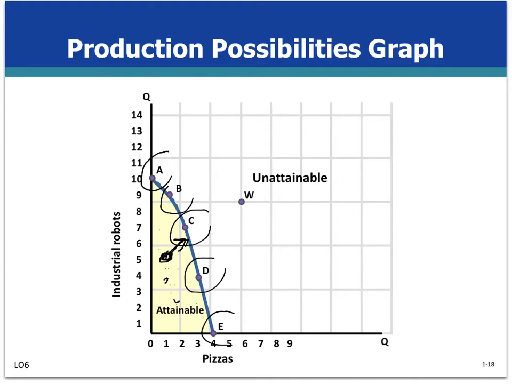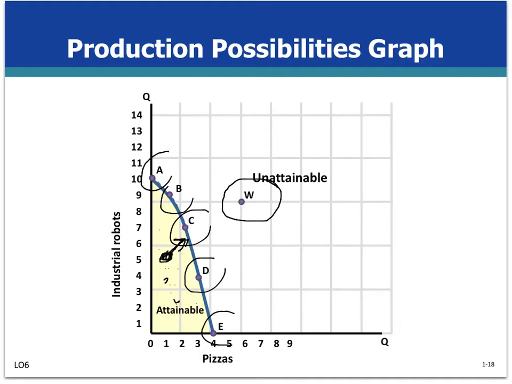But it's not possible on the production possibility line. If you are on the line, you have to sacrifice one good to get more of another good. So, for instance, point W is unattainable because you don't have enough resources to produce 8.5 industrial robots and at the same time almost 6 pizzas. You don't have enough resources.